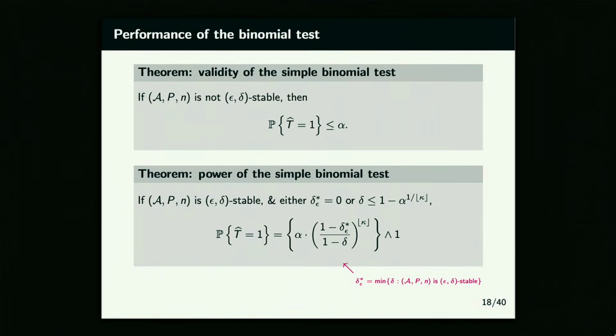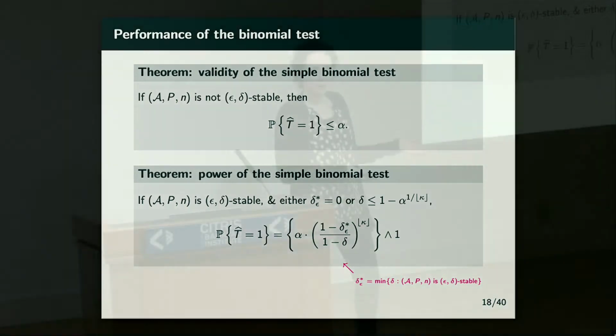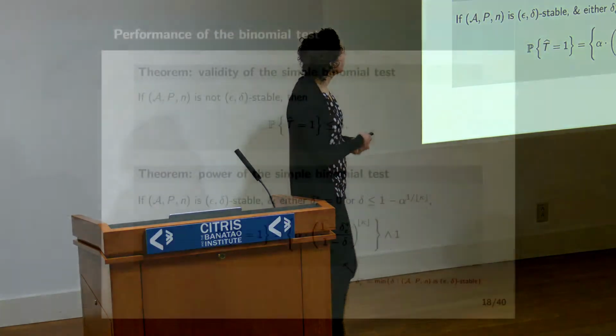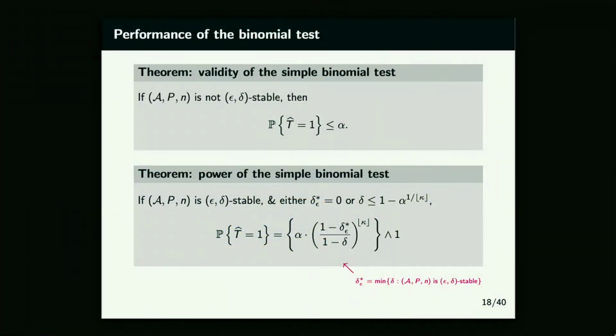OK, so here's our analysis of how well this test performs. First of all, I'm just doing a test of the binomial, so just by construction, it's going to be valid. What about its power? If I have an algorithm that is stable, am I going to get substantially higher than alpha as my probability of declaring it to be stable? Because if not, then I'm not performing better than random.